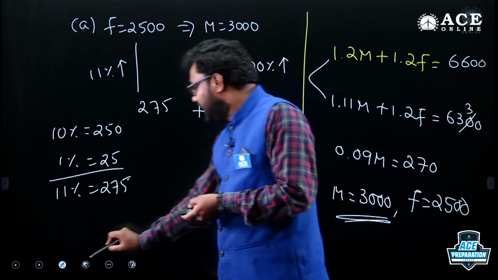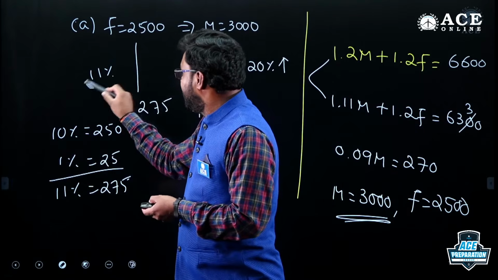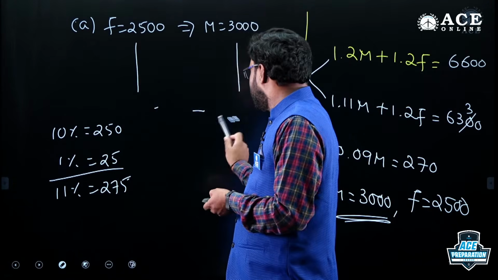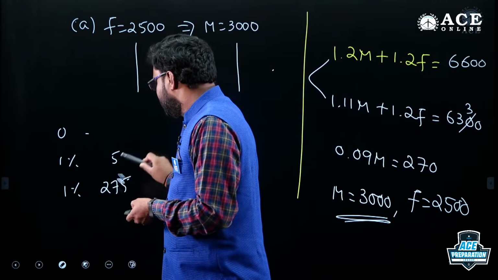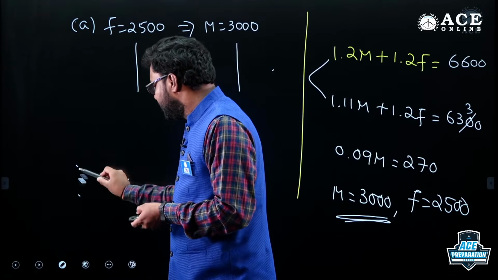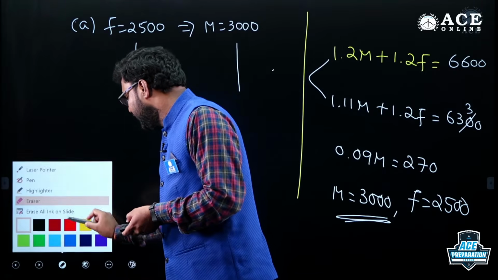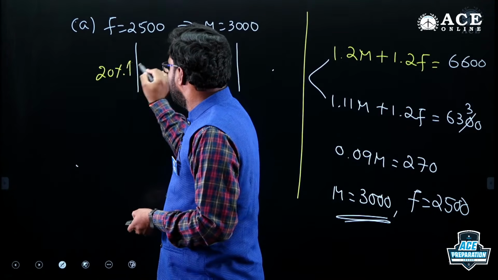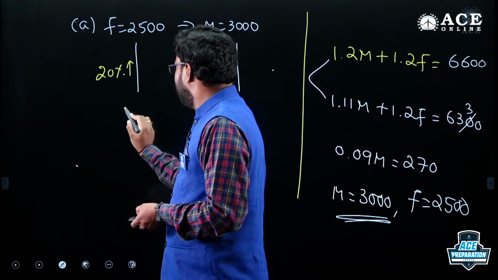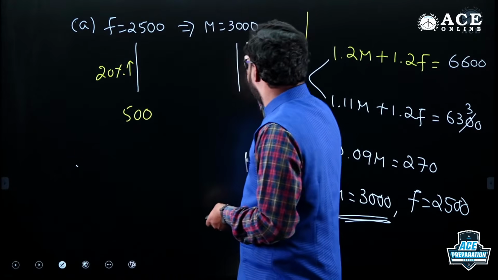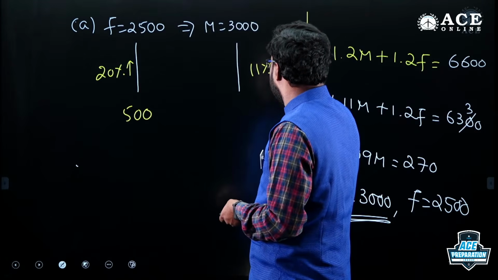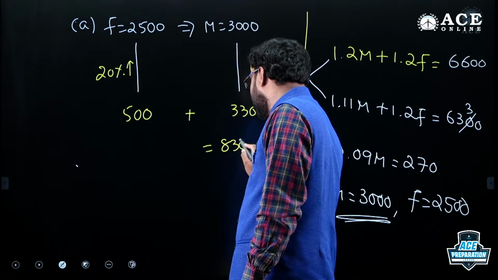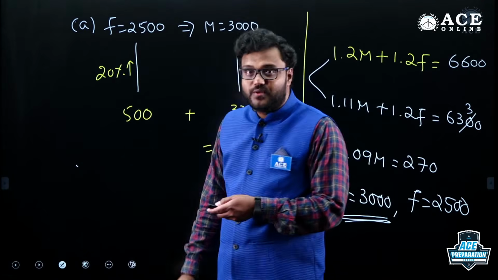Here, what is the mistake in this expression we did here is, for female 20% increase, for male how much increase? 11% increase. We did reverse here. So for female 20% increase, which is nothing but 1 by 500, 250 double, whereas this is 11% increase, which is 330, together 830 increase. This is satisfying actually. So the problem is that the values were swapped.